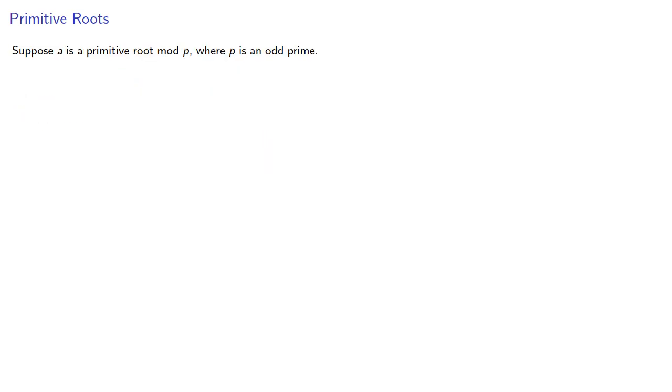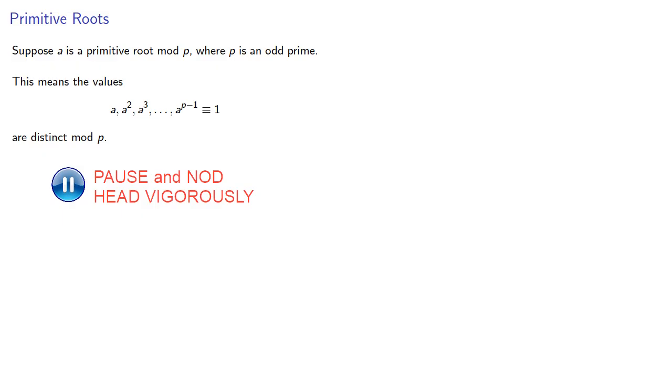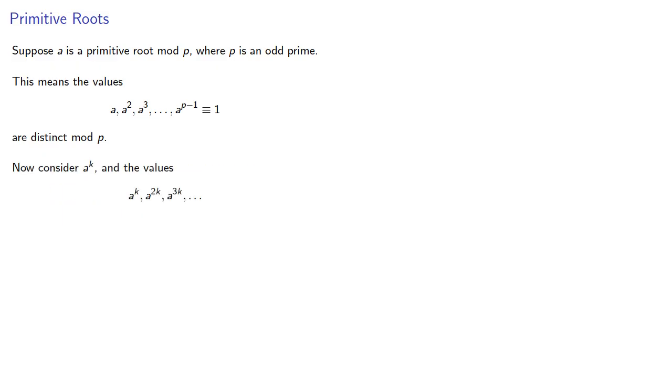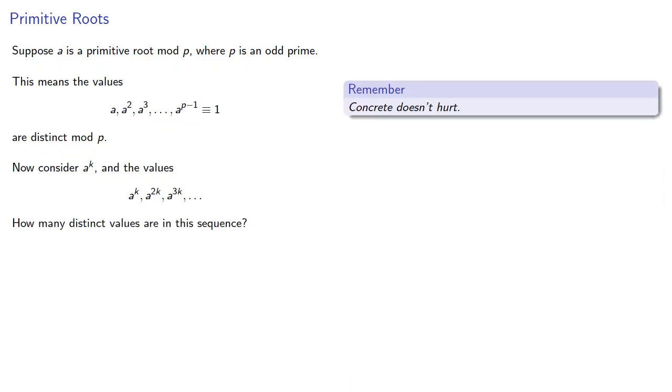Suppose a is a primitive root mod p, where p is an odd prime. This means that the values corresponding to the powers of a are distinct mod p. Now consider a to the k and the values. How many distinct values are there in this sequence? So remember, concrete doesn't hurt.